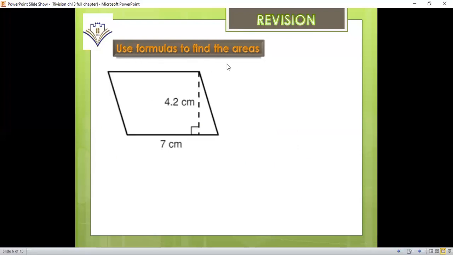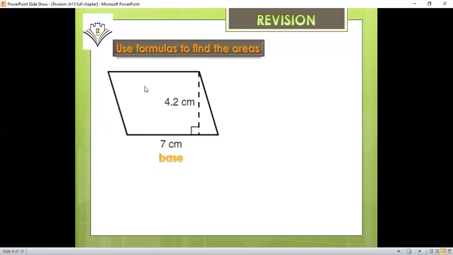Now use a formula to find the area of a parallelogram. We said before that there is a relation between parallelogram and triangle. The area of a parallelogram is equal to the area of two triangles. The area of a triangle is half multiply base multiply height, but the area of a parallelogram is base multiply height.